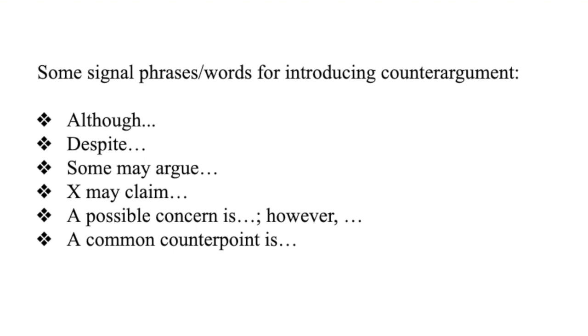These are some signal phrases that you can use to introduce counter argument. Things like although, despite, some may argue, X may claim. These are all good. I think these are from a book called They Say, I Say, which those of you who are taking dual enrollment next year will have access to. At some point in your college writing career, you will probably run across that book, and it's really, really helpful.